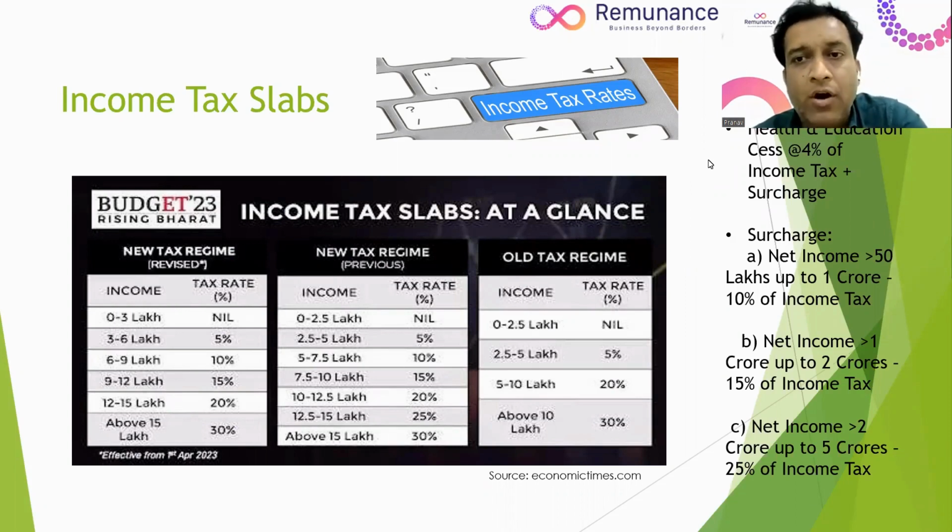And then cess will be on income tax plus surcharge. That amount you will calculate, you will add income tax plus surcharge, and on that total, 4% will be charged as a cess. Okay, so of course surcharge is for a higher slab category, higher income category. So that is for your information.